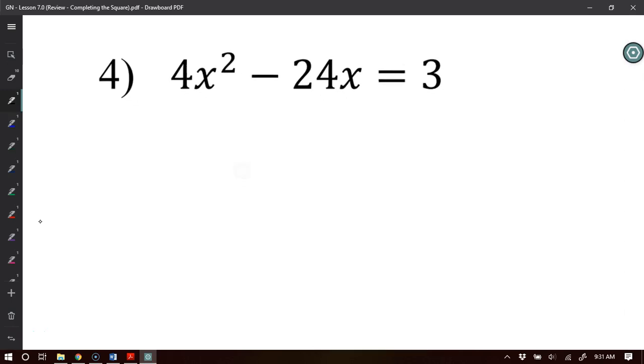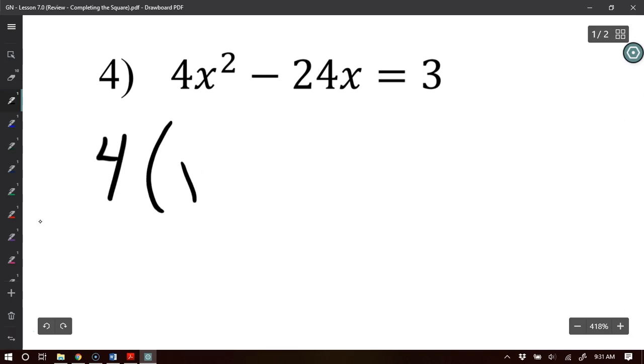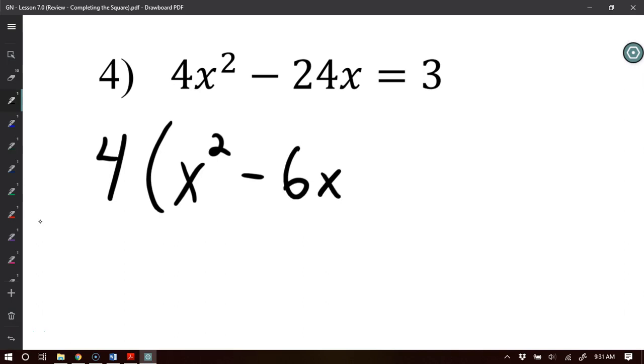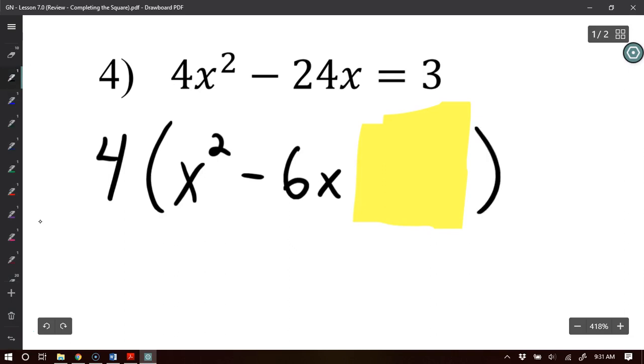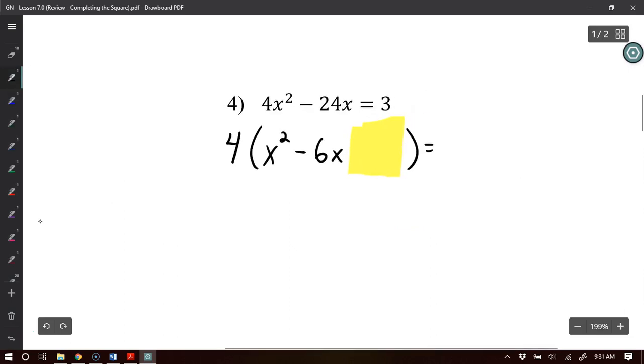What I'm going to do is factor out that 4. And that's going to give me an x squared, a minus 6x. So there's my quadratic term. There's my linear term. I'm going to, in the same step, insert my placeholder here, and it equals 3. And I'm going to insert the placeholder on the right-hand side as well.